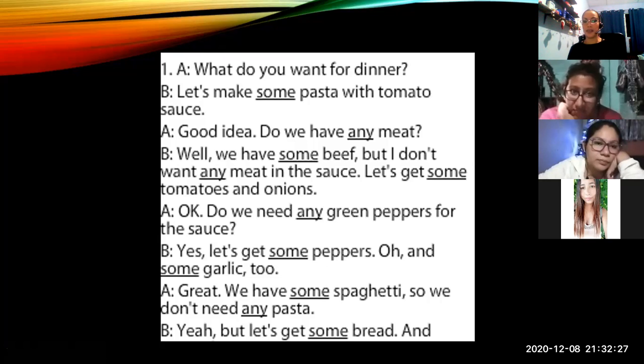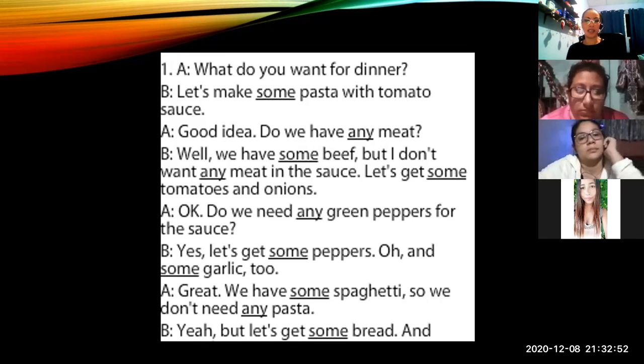What do you want for dinner? Let's make some pasta with tomato sauce. Good idea. Do we have any meat? Well, we have some beef, but I don't want any meat in the sauce. Let's get some tomatoes and onions.